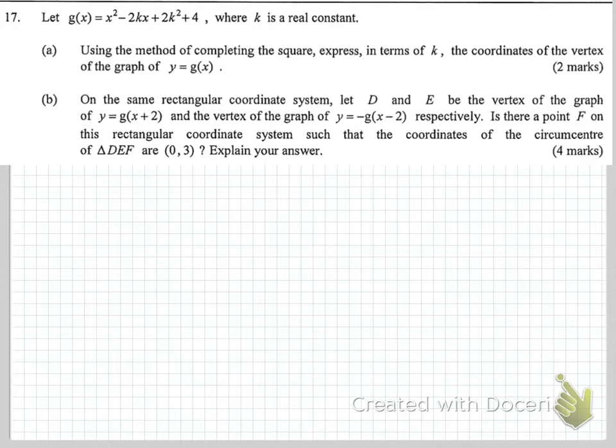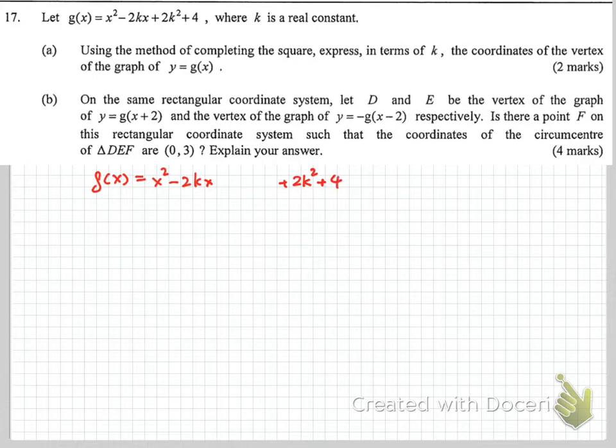This is a DSE question on transformation. Part A is a simple algebra question on completing the square. So at the beginning we have g(x) is x squared minus 2kx, and then we have 2k squared and 4.